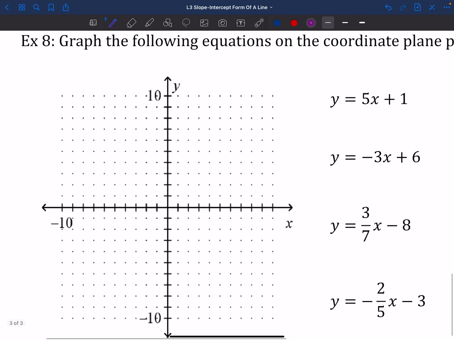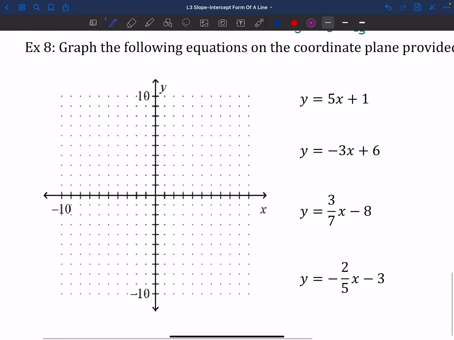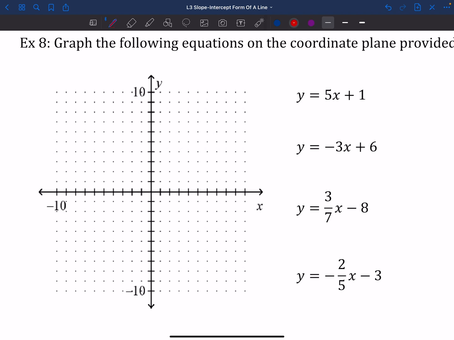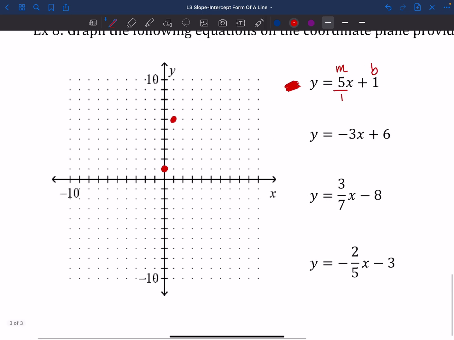Okay. So what we're going to do from here is run through them real quick one at a time. We got y equals 5x plus 1. So my y-intercept is 1. My slope is 5 divided by 1. So y-intercept up at +1. My slope tells me to go up 1, 2, 3, 4, 5, and over 1 to land me right there. And we're going to connect them with a line.